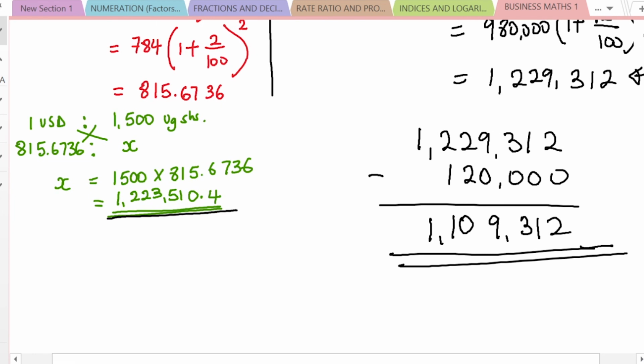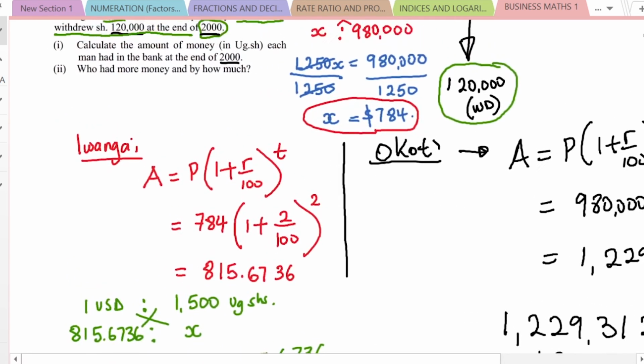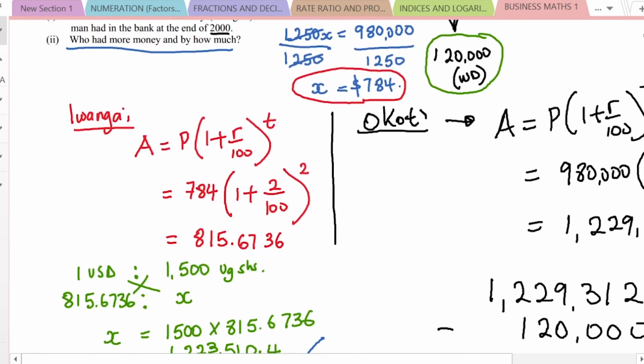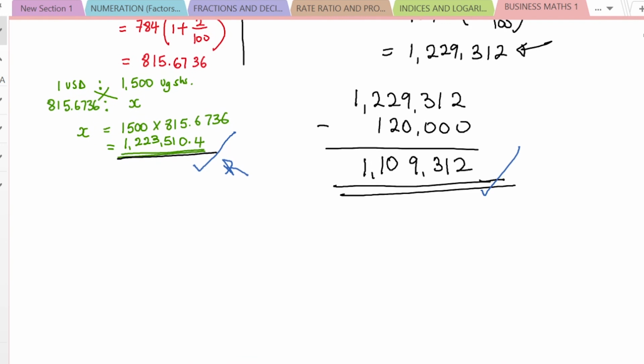So that means this is how much money Mr. Lwanga has in the bank at the end of the 2 years. This is how much money Okot has at the end of 2 years. So the second part of the question asks, who had more money and by how much? Of course, if you look at the two figures here for Okot and Lwanga, you realize that as far as money in the bank is concerned, Mr. Lwanga has more money. And by how much? You simply have to subtract the two figures. So that's going to be 1,223,510.4. That is how much Lwanga has.